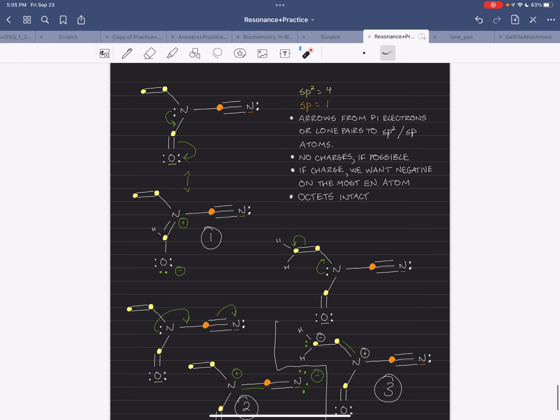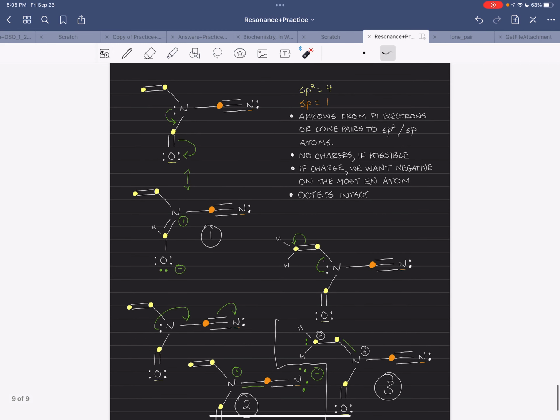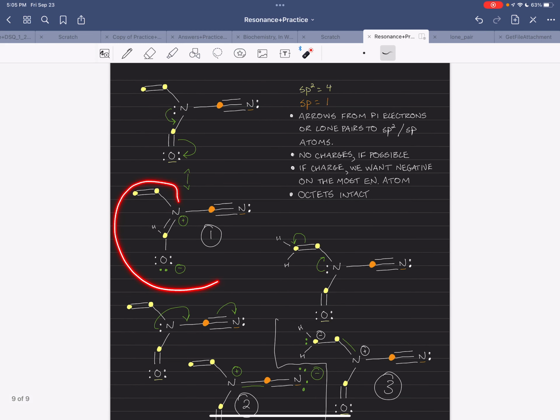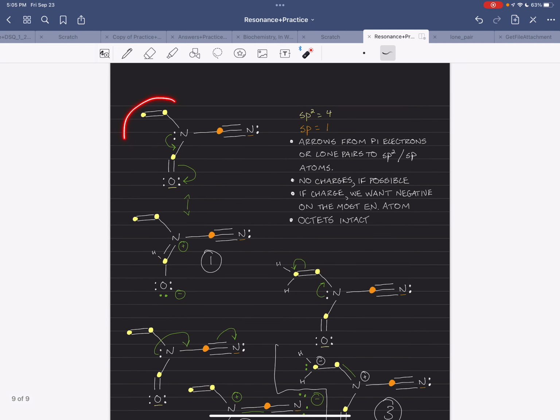So I would say that the most contributing of these structures would definitely be this first one, the first alternate contributor we created, because oxygen has a negative charge, which it can handle better because it's so electronegative. Certainly the very first one we started with has no formal charge on it, so that would be relatively stable.